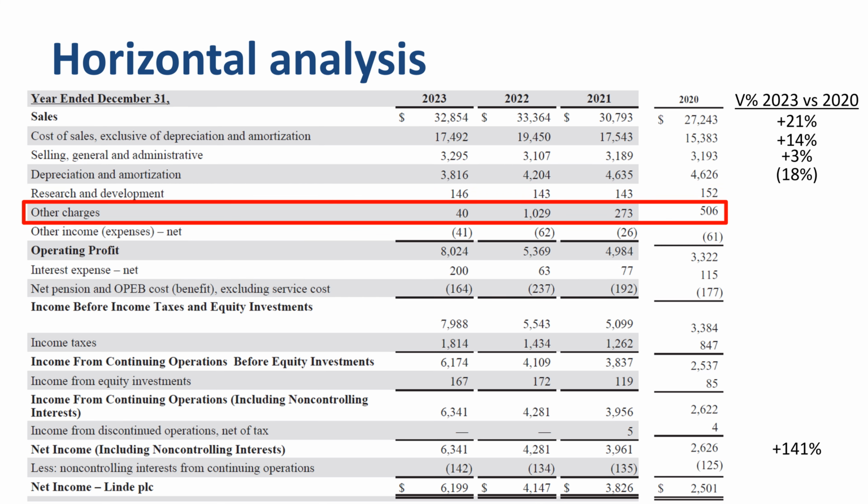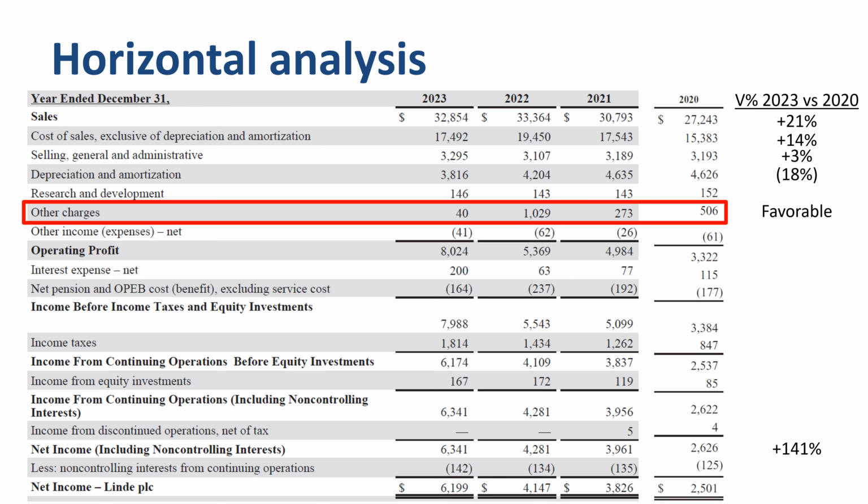The last significant line item to review is other charges. It doesn't make sense to calculate a percentage change here, as these are lumpy chunks of one-off expenses. The amount in 2023 is far lower than in previous years, which is favorable for profitability.